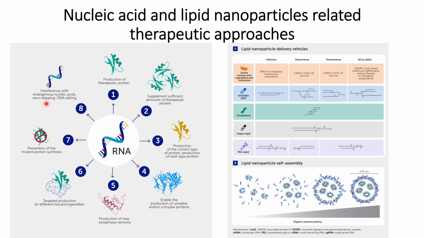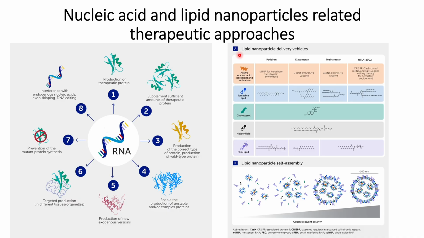Strategy 7 is about the prevention of mutant protein synthesis. This can be done by one of the approaches that we discussed yesterday, and just from a revision point of view, this mutant protein synthesis can be prevented by using RNAs that can attract enzymes, so that the mRNAs of the mutant proteins will be degraded.